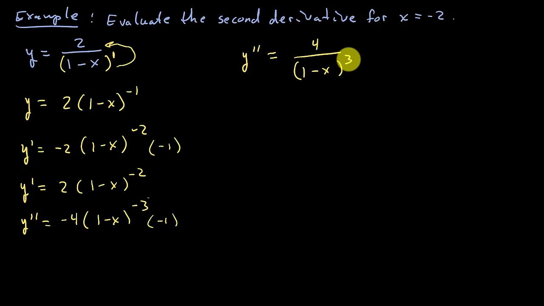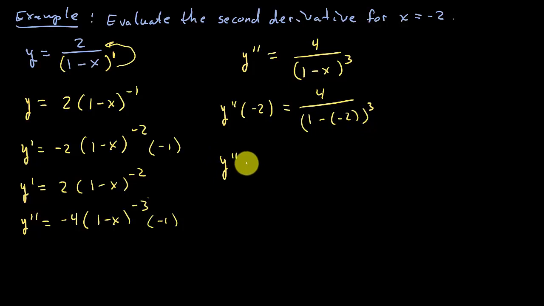Now, what do they want us to do? They want us to evaluate the second derivative at x equal negative 2. So I get y double prime of negative 2 is equal to 4 over 1 minus negative 2 cubed. So y double prime of negative 2 is equal to 4 over, and then 1 plus 2 is 3, and 3 cubed is 27. And so that's the answer they're looking for.